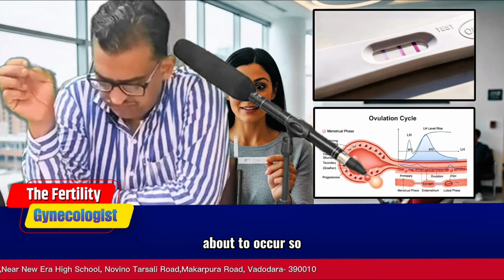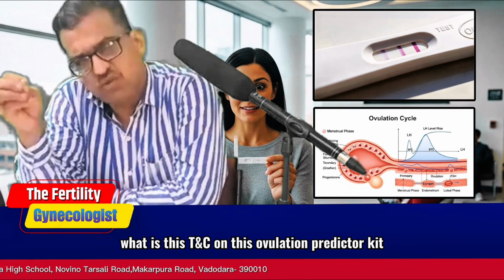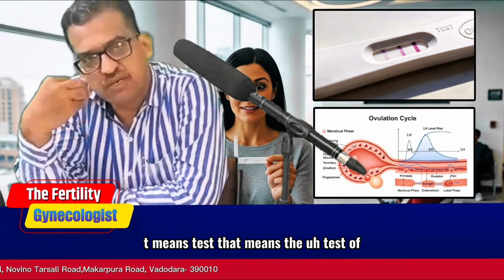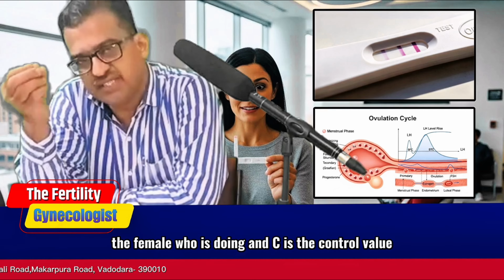So, what are this T and C on the ovulation predictor kit? T means test, that means the test of the female who is doing it, and C is the control value.